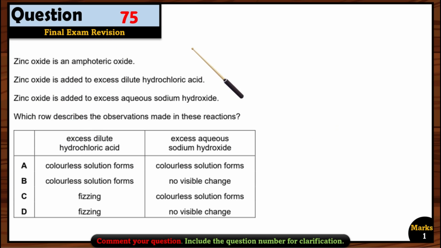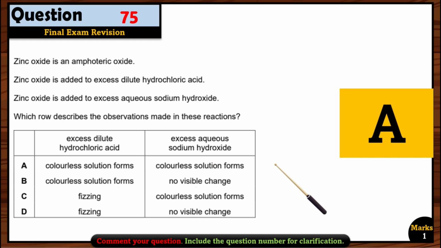Zinc oxide is amphoteric. Okay, zinc oxide is added to excess dilute HCl. It's also added to aqueous sodium hydroxide. Which row describes the observation made in these reactions? Of course, it's a neutralization reaction. So we will get the salt, right? Salt and water. So we will see the colorless solutions that will be formed. So option A is the right one. And also in sodium hydroxide, we will again see the colorless solution. So option A is correct.